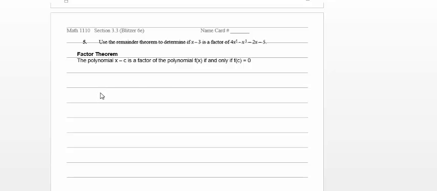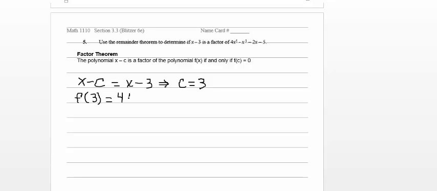Let's use the remainder theorem to determine if my x minus c is a factor of my polynomial. And remember, if x minus c is a factor of the polynomial, f of c has to be 0. And if f of c is 0, x minus c is a factor of the polynomial. So x minus c is x minus 3. That means c is 3. So all we need to do to use the remainder theorem is find f of 3. We don't have to actually do the division.